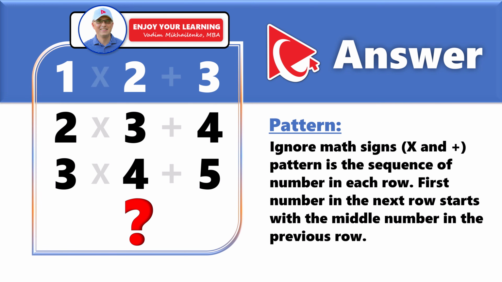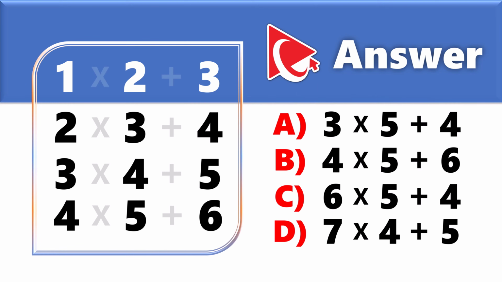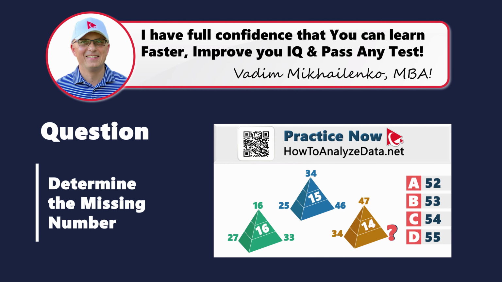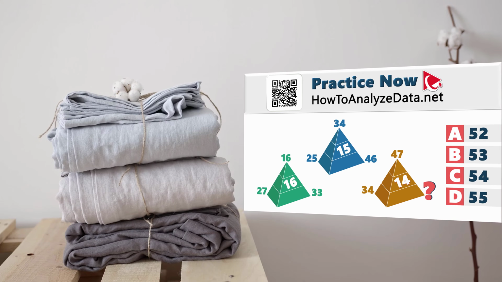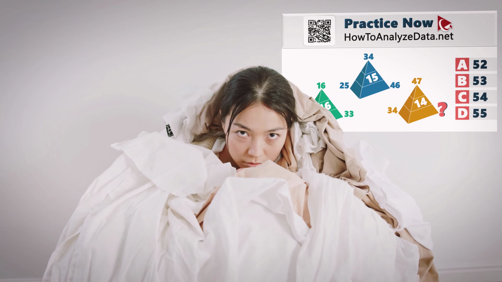So what we see is that the number in the next row starts with the middle number of the previous row, which means that correct numbers for the row 4 would be 4, 5, and 6. So the correct answer here is choice B, 4 by 5 plus 6. This particular test question is so tricky. It's like trying to fold a fitted sheet perfectly. You think you've got it, but it ends up a crumpled mess and nobody has the answer.